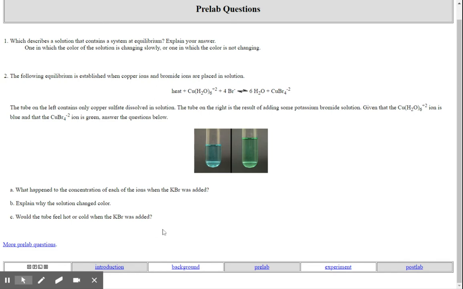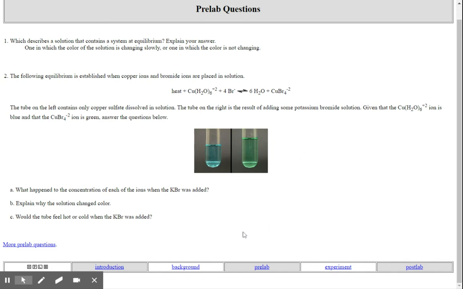Then, would it feel hot or cold? Well, that has to do with heat. Heat is a reactant in this case. The forward reaction is endothermic. So if our equilibrium is shifting towards the right, if we are making this product that is green and we are using up our bromine, that means you're also needing some heat in order for this to happen. So your reaction is taking in the heat from the surroundings. So if you're touching this test tube, it's taking the heat from your hands and all the other surroundings. So it should feel cold.